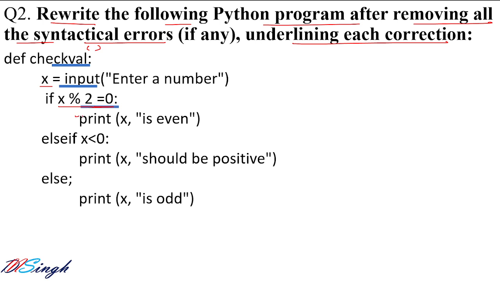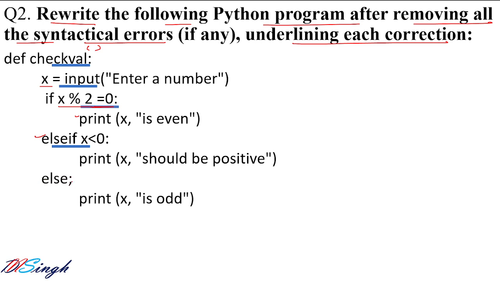Moving ahead, this is fine. Next error we will find in this line: else if is not any keyword in Python, elif is there. So this one is the next error available in our code. Then we have seen this else, and we have here what?